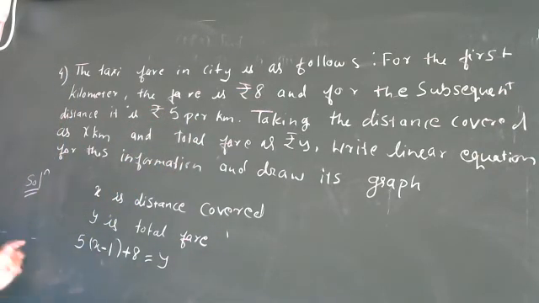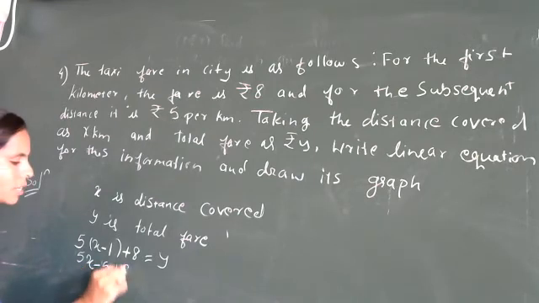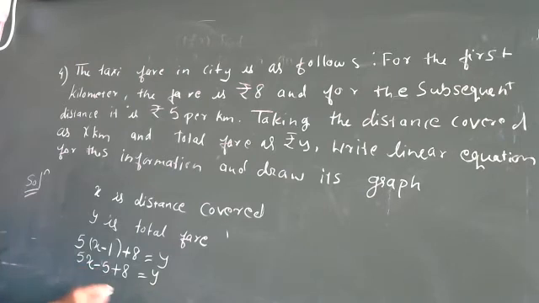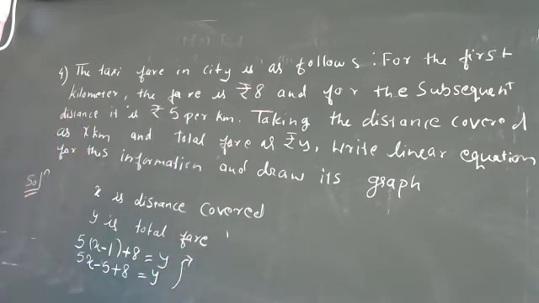Now what we have to do? We have to solve this. So find the x, it is 5x, and then minus 1 times 5, minus 5, plus 8, is equal to y. Now you can solve this. Can you see the board? Is it visible?